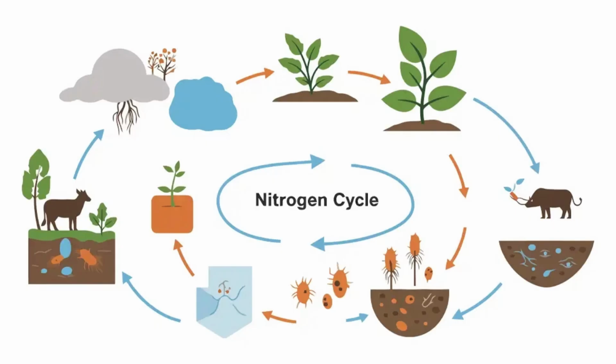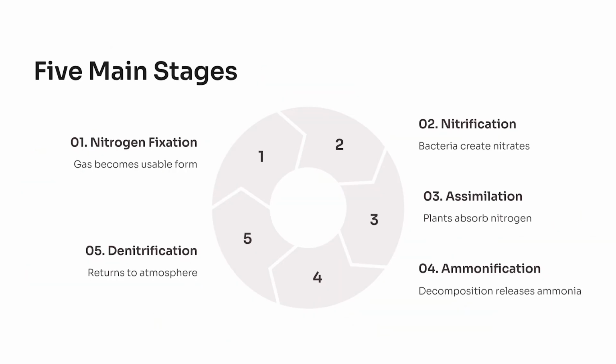Now that we understand what the nitrogen cycle is, let's look at the 5 main stages that keep it going. Let's go through them one by one. Stage 1 is nitrogen fixation. This is when nitrogen gas from the air is changed into a form that plants can use, like ammonia or nitrates. Stage 2 is nitrification. Here, bacteria in the soil take that ammonia and change it into nitrates, which are even easier for plants to absorb.